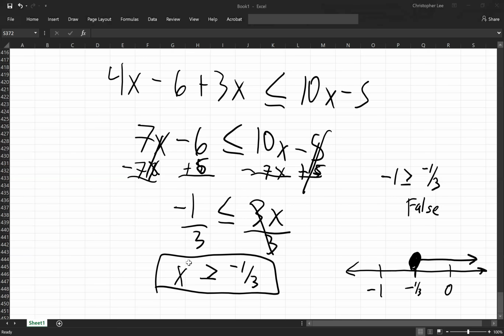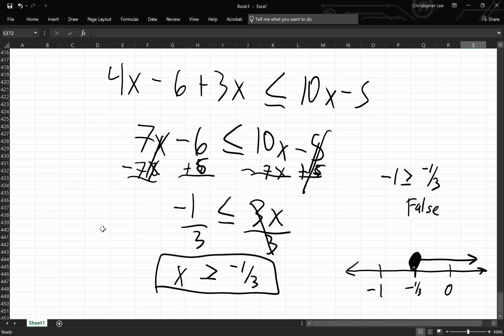Wait, but why did you flip it? I read it backwards, that's why. So you see how this says, instead of reading from -1/3 is less than or equal to X, read it backwards. X is greater than or equal to -1/3. If the X is on the right, otherwise, you could just leave it on the left.